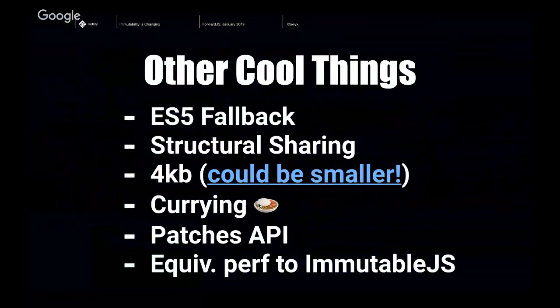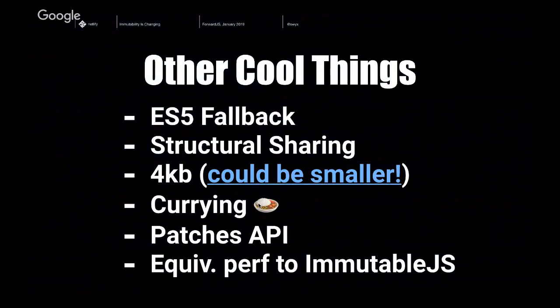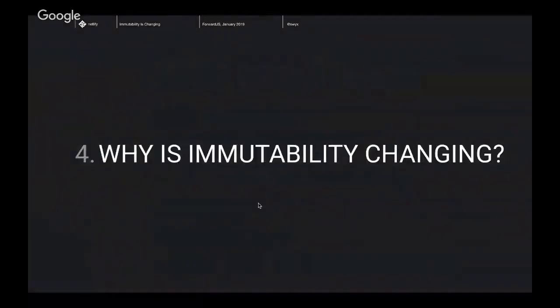The other cool things that Immer does, it has an ES5 fallback because proxies don't transpile back. It also offers structural sharing. It's a quarter of the size of Immutable.js, and it could be smaller if they drop some support. There's a currying API, there's a patches API, and the performance in terms of benchmarks is equivalent to Immutable.js. So it's all very successful.